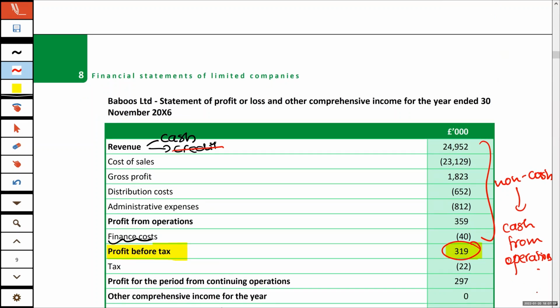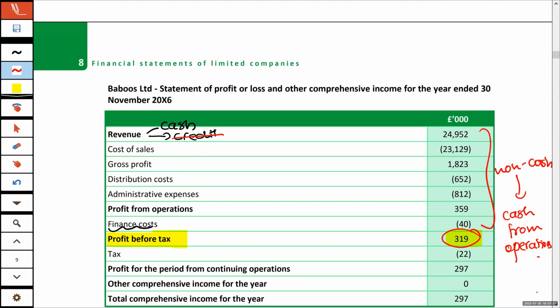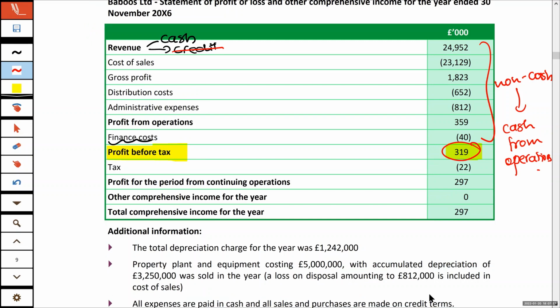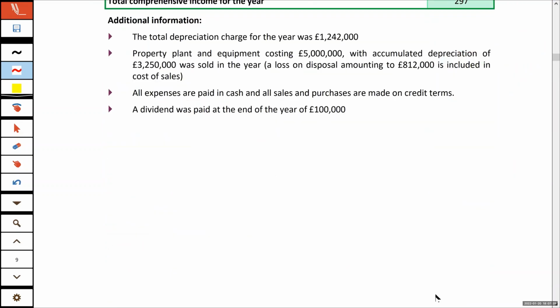So what is finance cost? Finance cost is interest that we pay on any loans the company has taken. And that is what we consider in company accounts. We call that finance cost, i.e. interest paid.